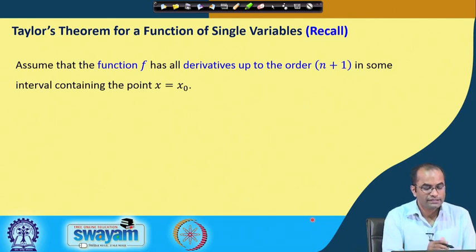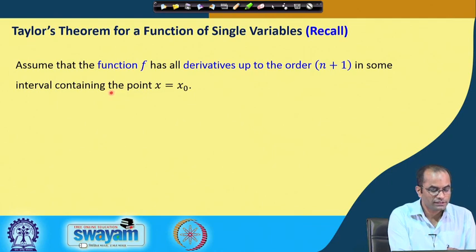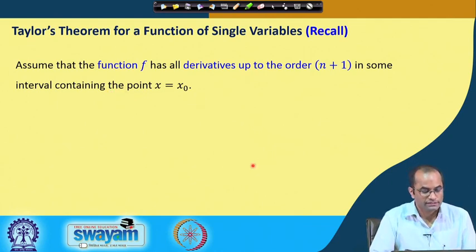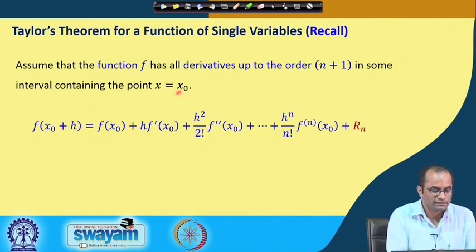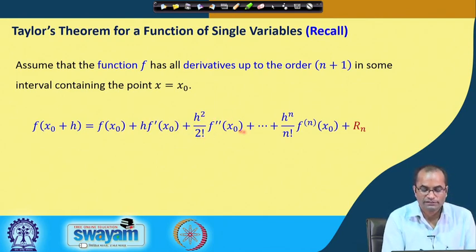So, assume that f has all derivatives up to order n plus 1 in some interval containing the point x is equal to x 0. And in that case we can write down this f of x 0 plus h. So, this is a point in the neighborhood of x 0, and we can express this as f of x 0 plus h times the first order derivative at x 0, h square by factorial 2 times the second order derivative, and so on. So, in terms of these higher order derivatives plus the remainder term, because we have the equality here.